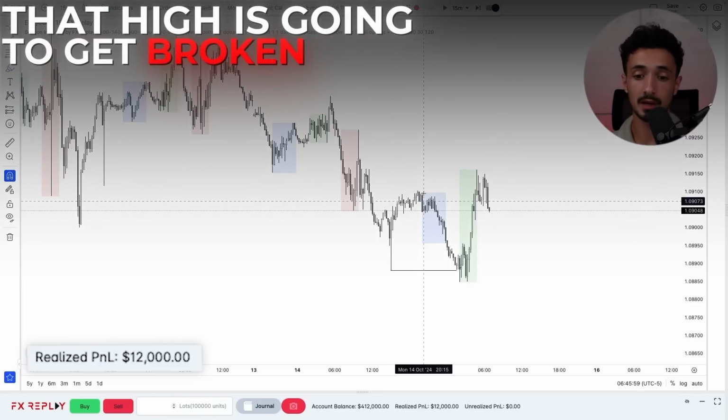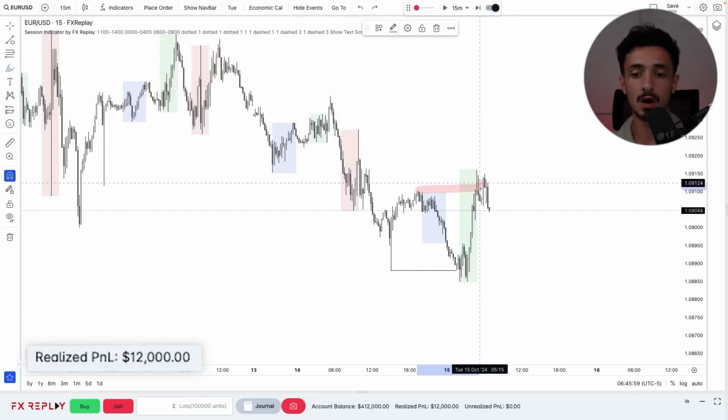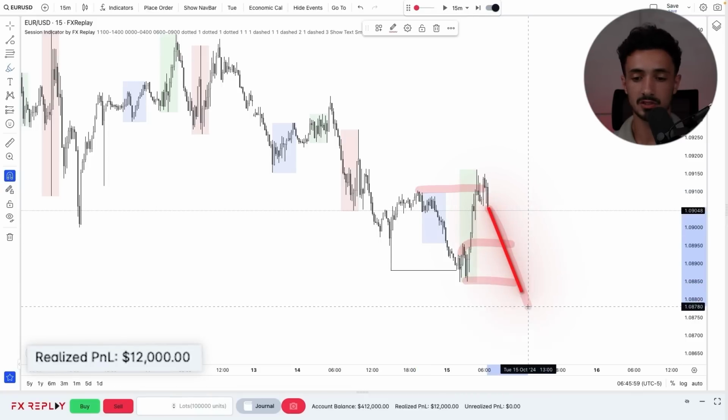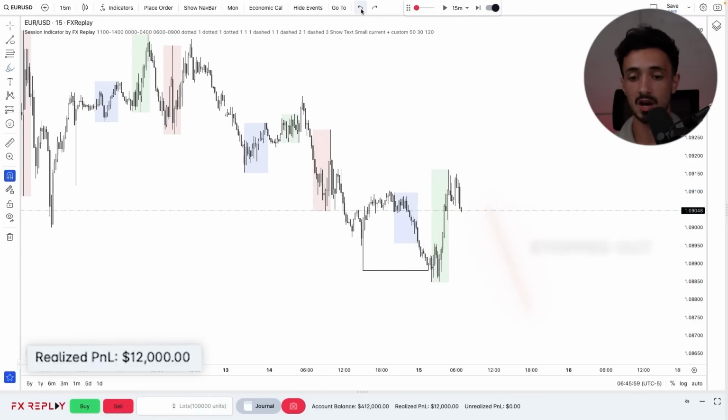Now, the problem is many traders look at that and go, oh, that's a break of structure, not realizing that was actually an inducement, and therefore they try to long after that, and then they essentially get stopped out, because Asia high usually enforces inducement. And I don't want to just give you some theory. Let's literally take a look at it right now.